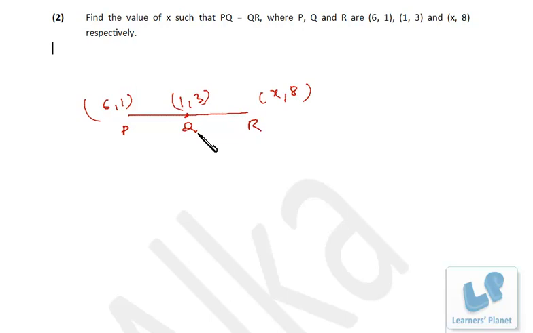Now what are the midpoint coordinates? x1 plus x2 by 2, right? So 1 is equal to 6 plus x by 2, right? So 6 plus x is equal to 2, that means x is equal to minus 4. So what is the value of x? Minus 4. Simply the formula to find out the midpoint or the coordinates of midpoint we have used, nothing else. Okay.